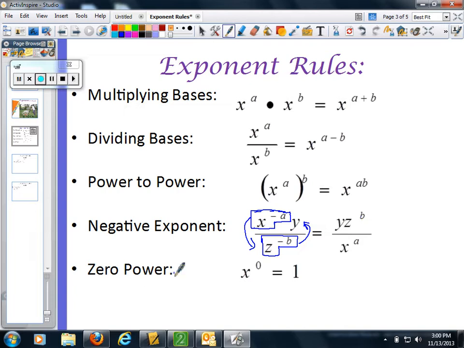The last one is just a rule. Anytime you raise anything to the 0 power, it's always going to be 1.